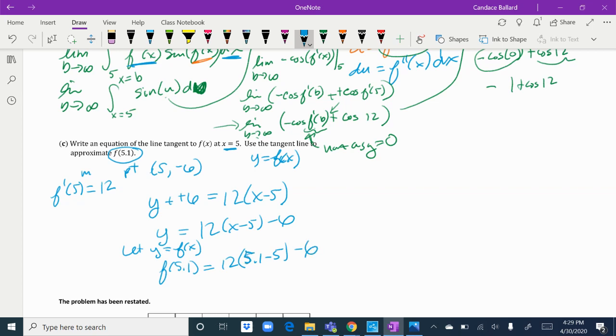It's better on these not to distribute because look at what's going to happen. You just get your 0.1 in there. But again, you don't need to keep going. You're going to stop right there. Okay? If you really, really need the answer, it's negative 4.8.